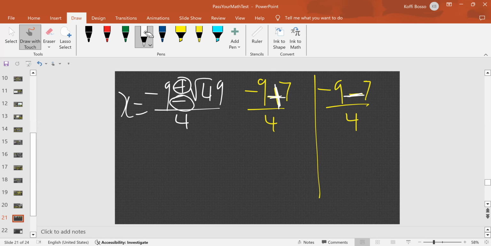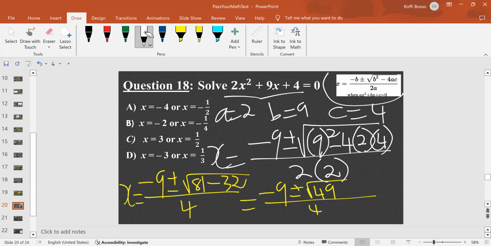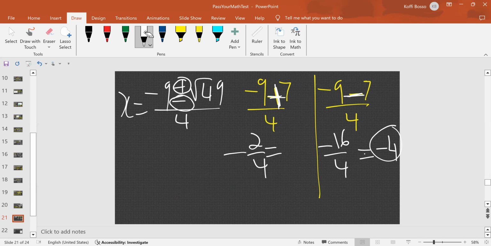Okay, so what is negative 9 plus 7 divided by 4? This is negative 2 divided by 4. On the other side, we're going to have negative 16 divided by 4. Negative 16 divided by 4 is negative 4. This one is just negative 4. But here, it's going to be a decimal. If you see the choices, there's no decimal, but we have a fraction. So that means they simplified it, they made it smaller.